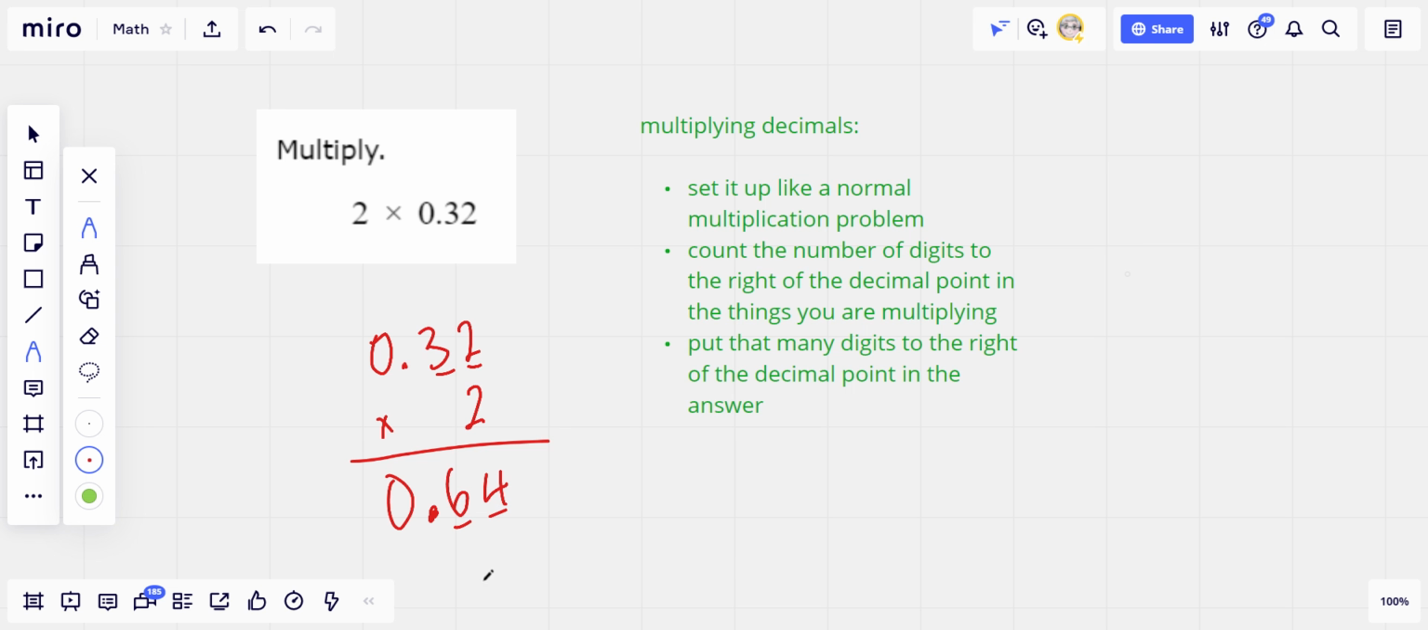Then I'll go ahead and add that 0 up front because we usually write it that way. So our answer is going to be 0.64.